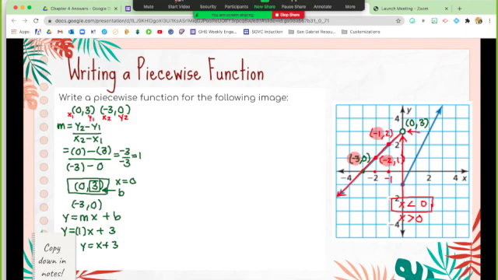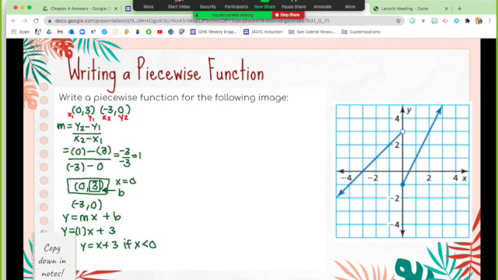So right here, we can write down y is equal to x plus 3 if x is less than 0. Now we've got the first image. Cool. Let me erase this because there's a lot of stuff right there that we don't need anymore. Let's look at the next image.